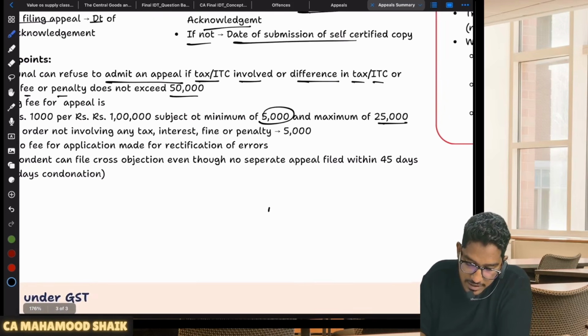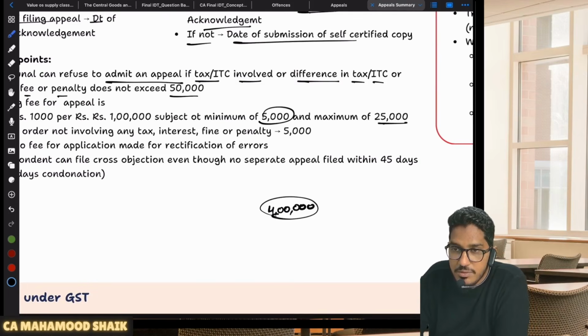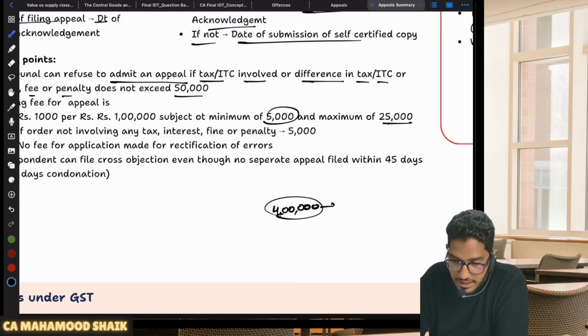Let us say my disputed amount is 4 lakhs. What will be the fee I have to pay? 1,000 for every 1 lakh. So for 4 lakhs, I have 4,000. How much is the minimum penalty?